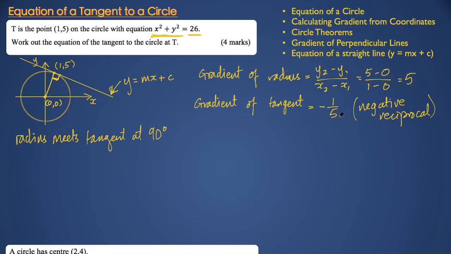So if the gradient of the tangent is minus 1/5, and this is the tangent here that I've drawn, I know that my equation for that line is y equals minus 1/5 of x plus c, because the gradient is always the m in that position. I now get on to this final section, finding the equation of a straight line. This line has that equation, and it goes through the point 1, 5.